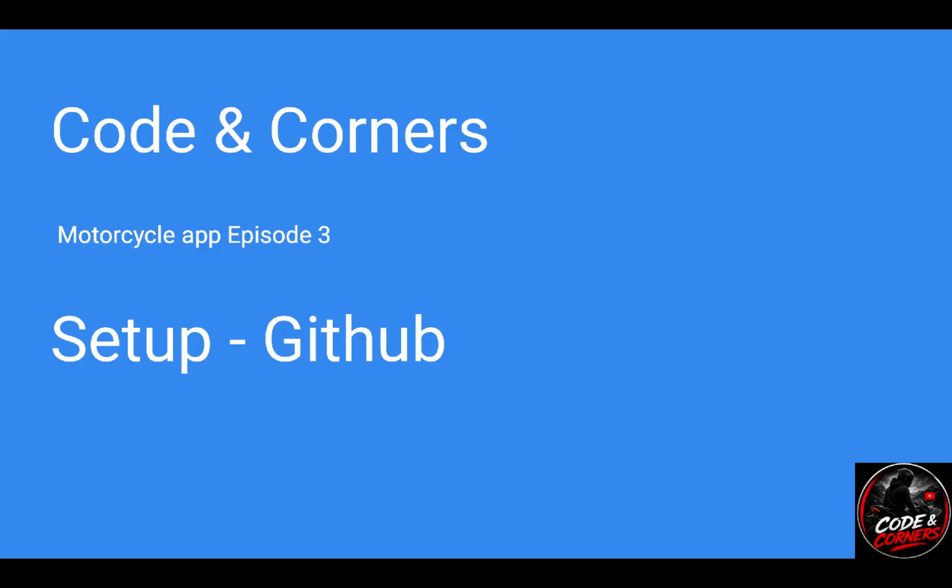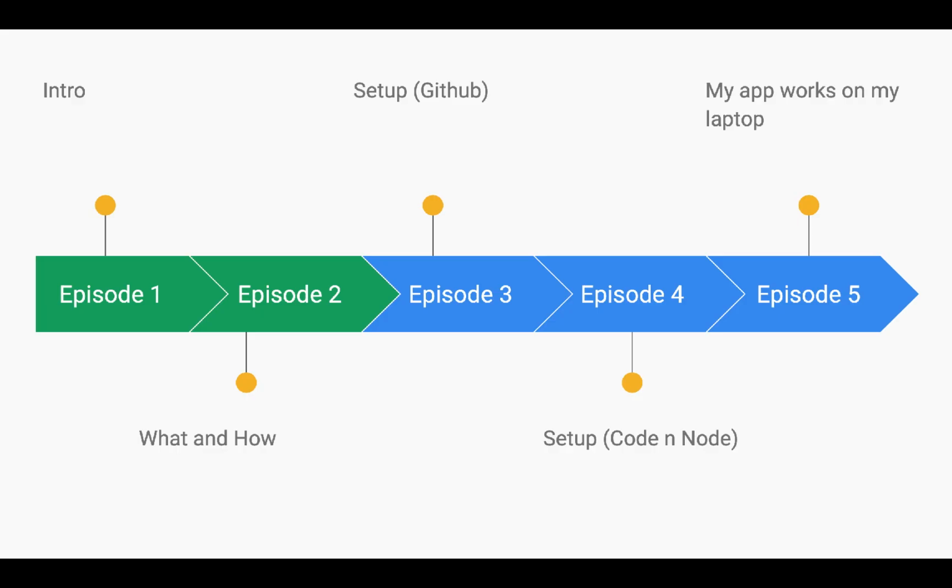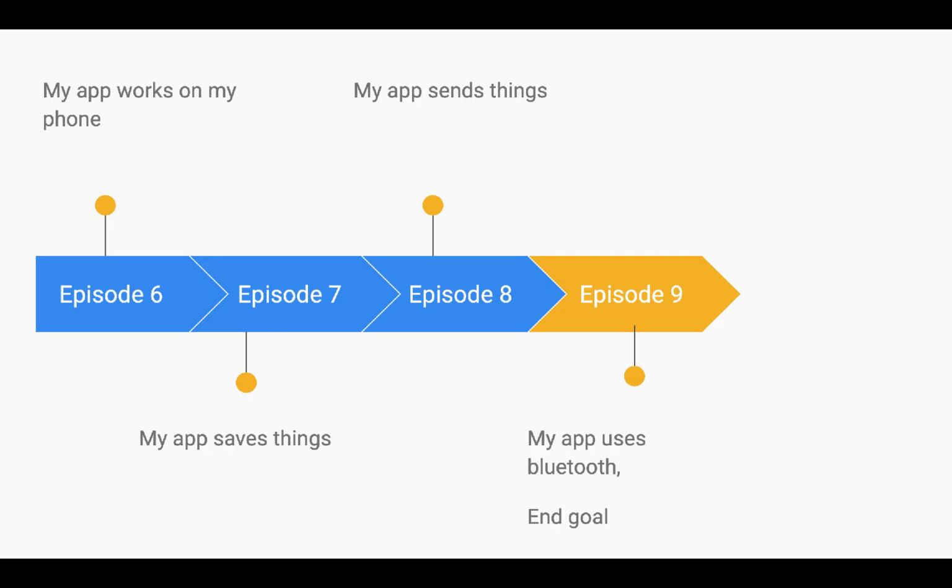Welcome back, episode 3, creating our motorcycle app, setup, GitHub. Like on previous videos, we have a timeline of videos. We are now at episode 3. The previous 2 videos are up, so if you haven't seen them, please go and watch them. You'll see that we have 9 episodes in total, eventually using Bluetooth with our app.